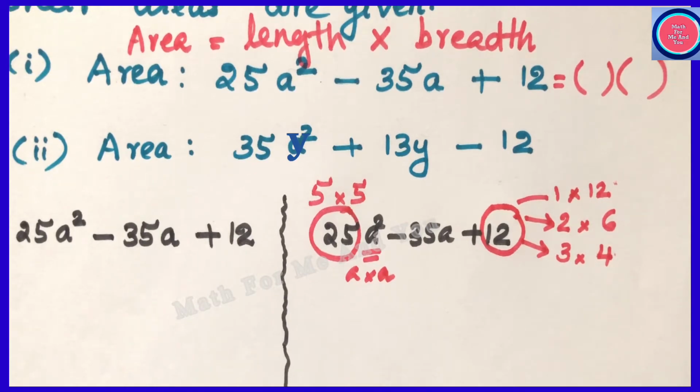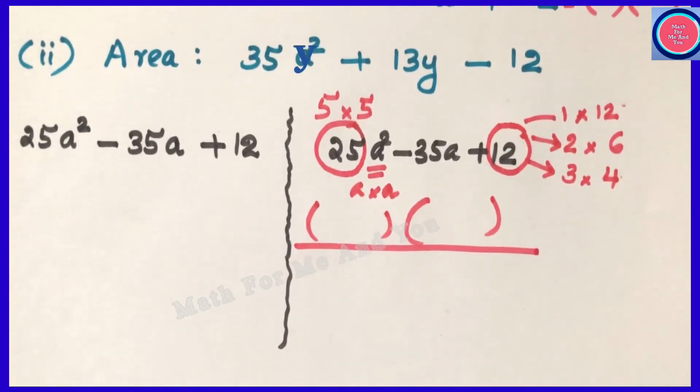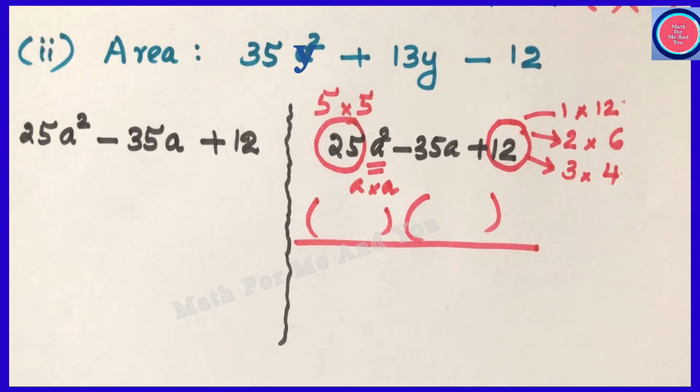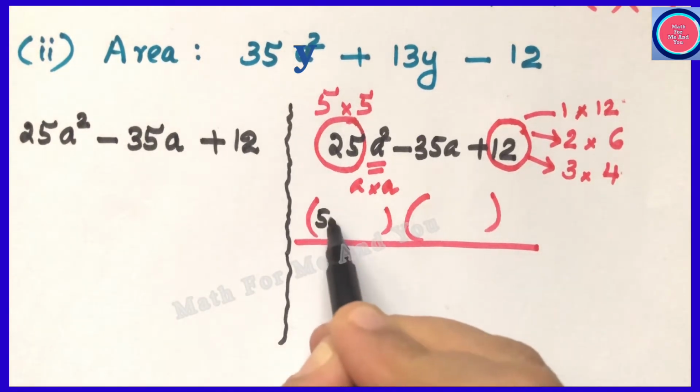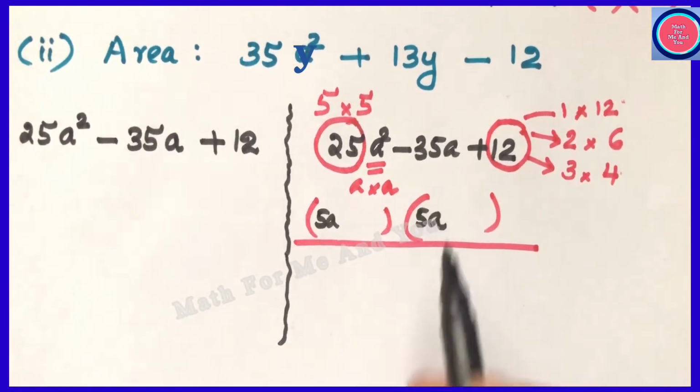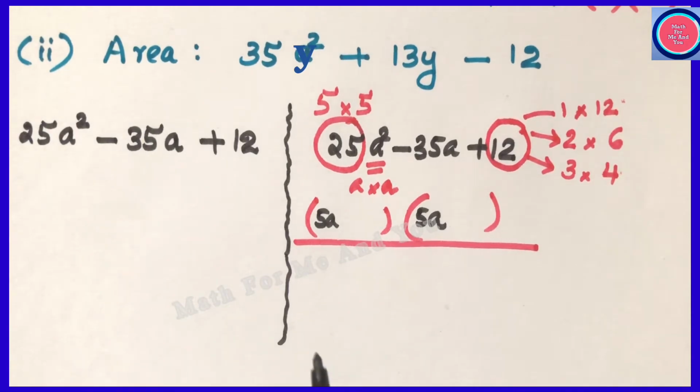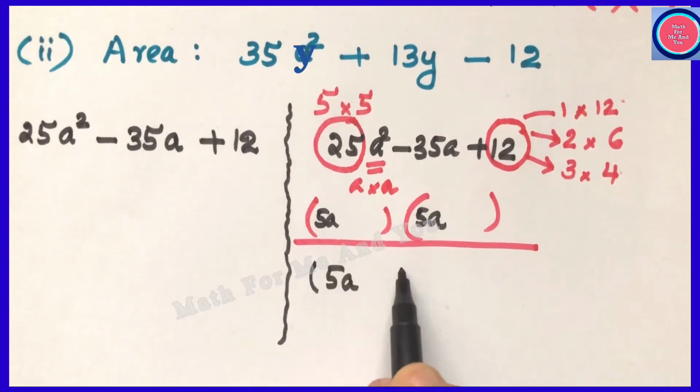Now we have to write down the factors of this complete quadratic expression. How to write? Factors means we first of all write two brackets. Now we are going to write the factors in each bracket. The first term is 25a square. The factors are 5a and 5a, because 5a times 5a is 25a square. So we write them in the first bracket and the second bracket. Along with 5a, we have to write down the factors of 12. But there are many factors, so which is the correct pair to be joined with 5a? We can find it out.